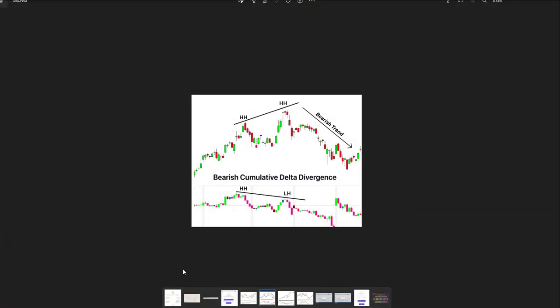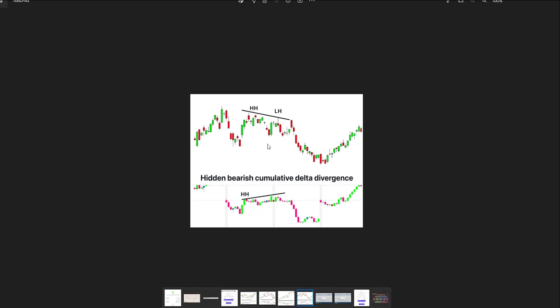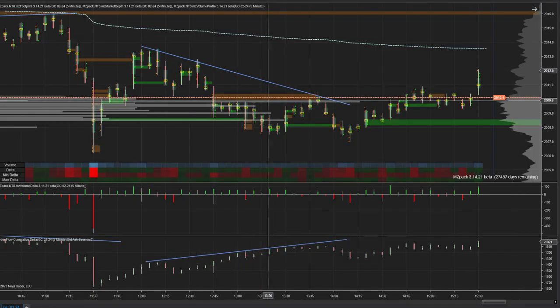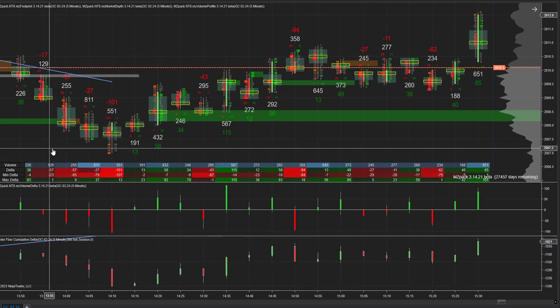What sort of divergence is that? There you go. Cumulative delta is going up, but the price is going down, making lower highs, right? It's a bearish divergence, okay? You can see I went short there. Let me show you how I did that.